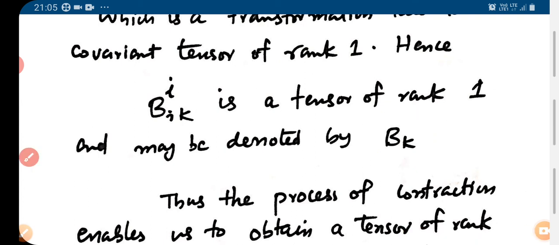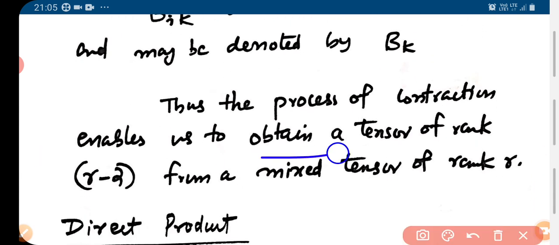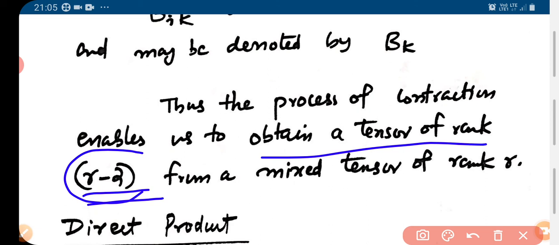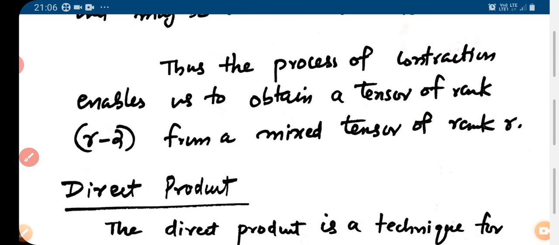Thus, the process of contraction enables us to obtain a tensor of rank r minus 2. Suppose the original tensor had rank r. Through the process of contraction, its rank decreases, it becomes r minus 2 from a mixed tensor of rank r. So, this is the process of contraction. Through the process of contraction, the rank of a tensor gets reduced by 2.